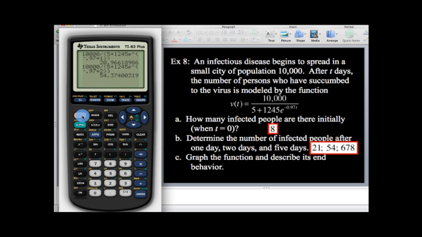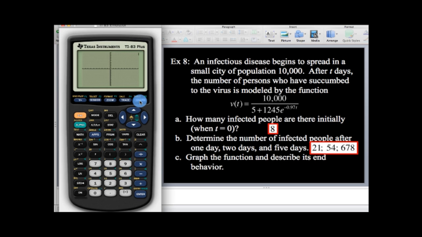I can do the same thing for 5 days, second enter, go back and change that 2 to a 5, and we get 678 people. Now the last thing we're supposed to do here is graph the function, so we'll go y equals, and we'll type this in, 10,000 divided by, parentheses, 5 plus 1,245, second natural log, negative 0.97, and our variable is x that we can use, and then we close our parentheses twice.